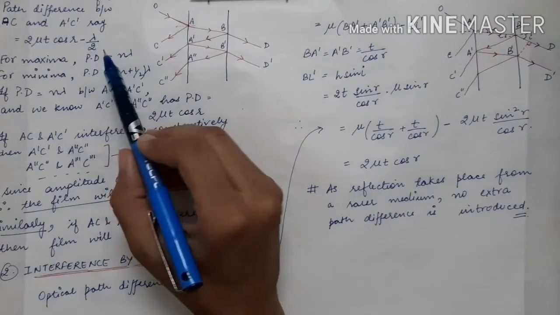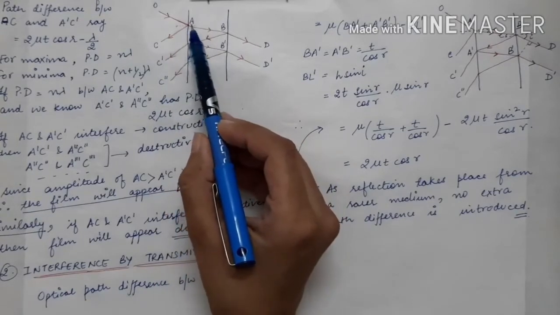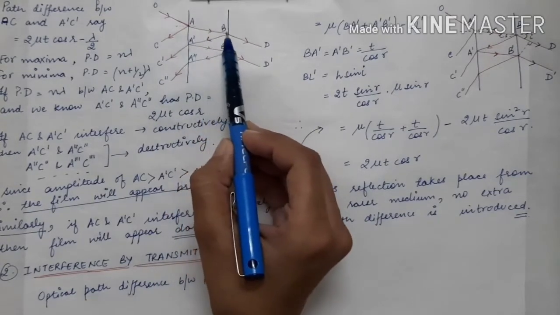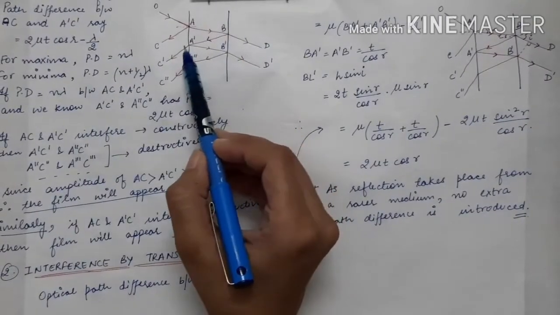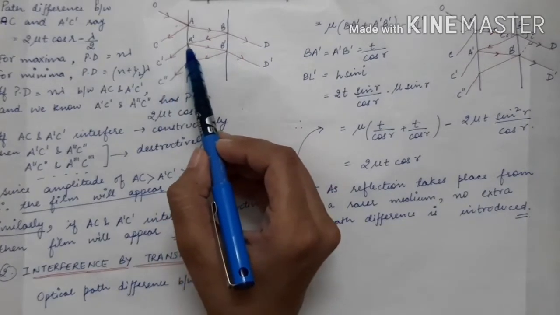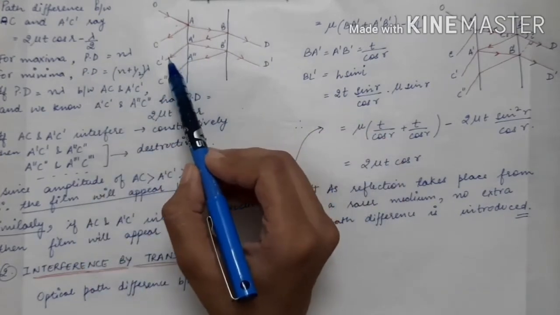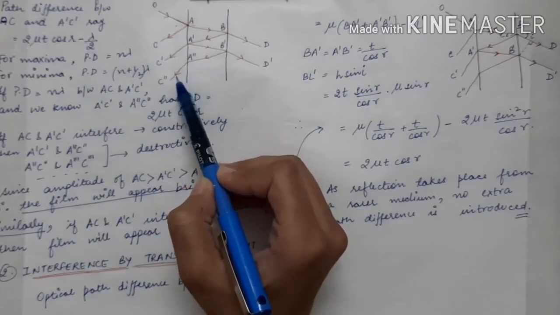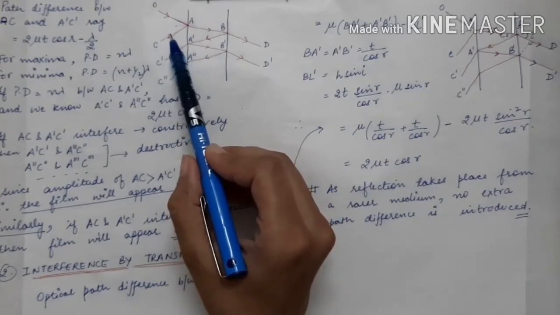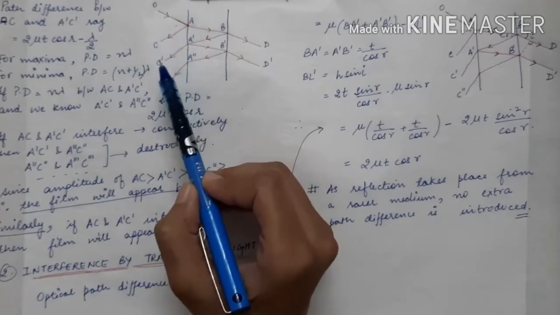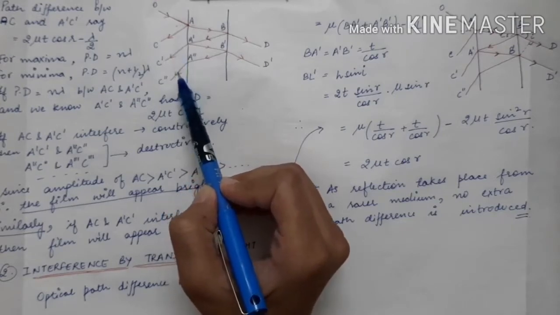And from there we got this expression minus lambda by 2. Whereas the second ray, the A prime C prime ray, after refraction gets reflected from a rarer medium. Here is the rarer medium. So there is no path difference of lambda by 2 introduced in the A prime C prime ray. Earlier we found the optical path difference between the AC ray and A prime C prime ray.